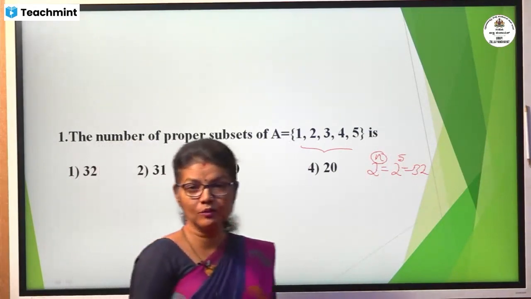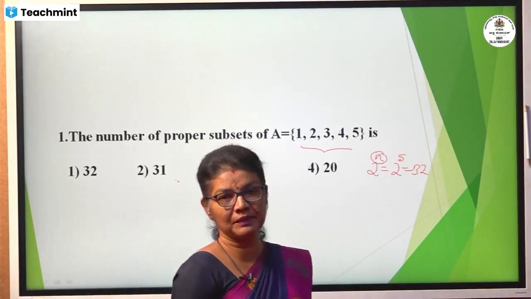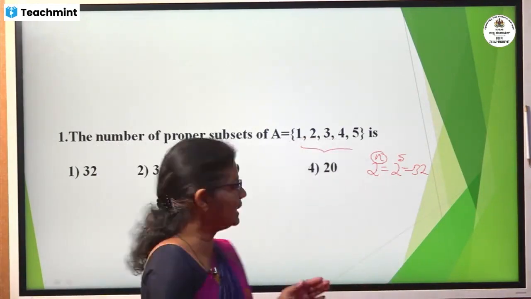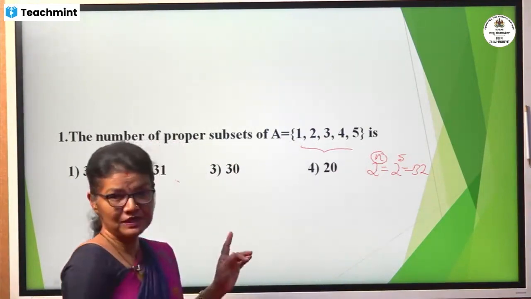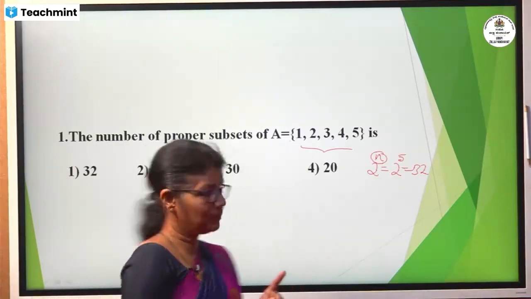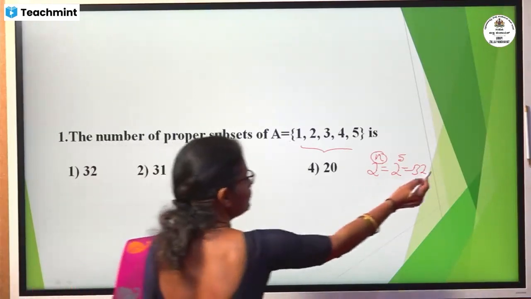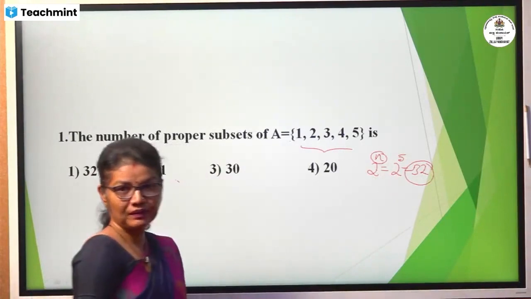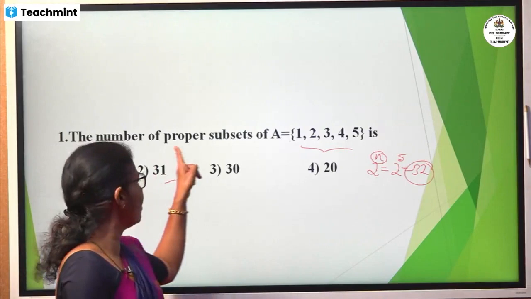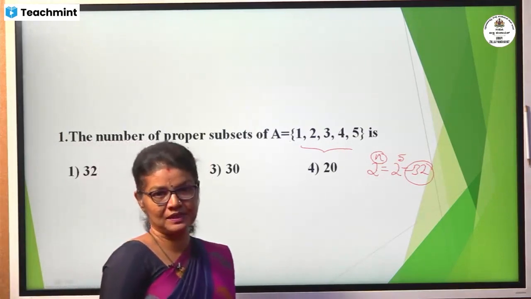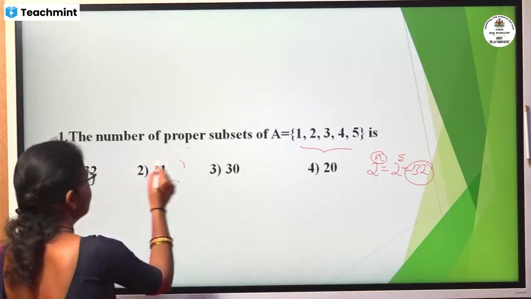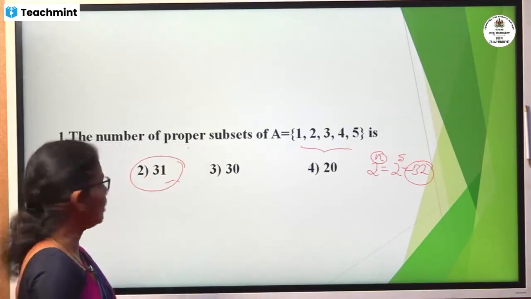So what do you mean by proper subset? A proper subset is a set properly contained in the given set, right? The number of improper subsets is always 1. Remember, the number of improper subsets is always 1. So out of 32 subsets, if 1 is the improper subset, the remaining all come under proper subsets. So the number of proper subsets is 31. So option 2.